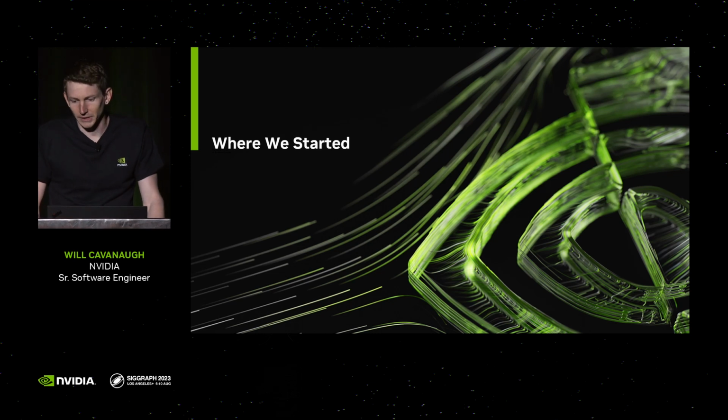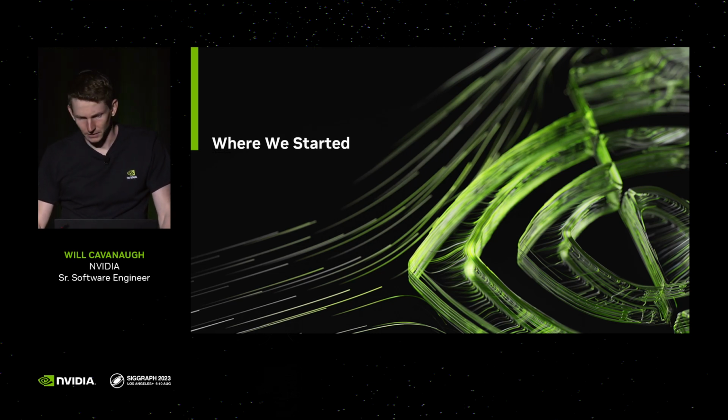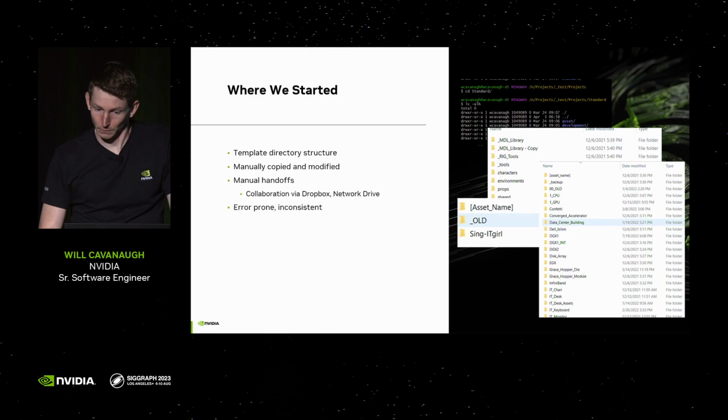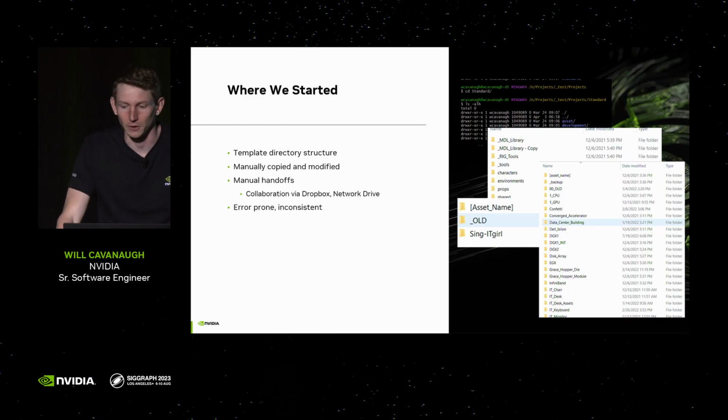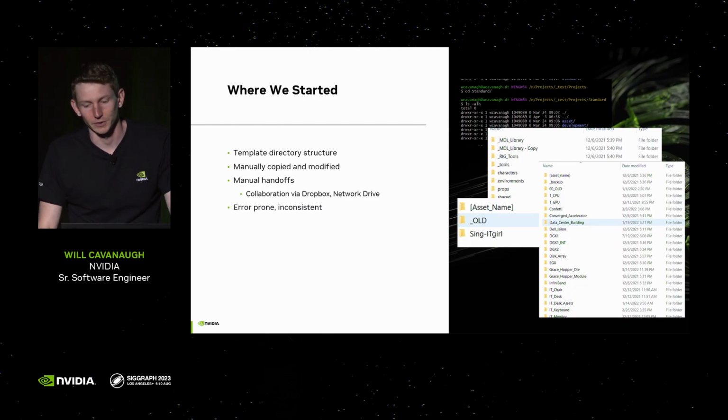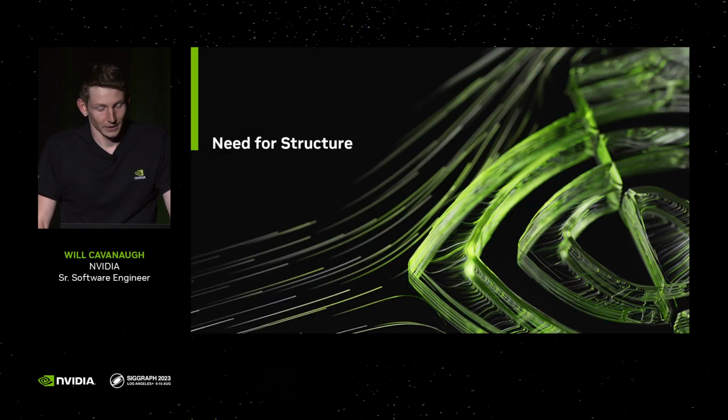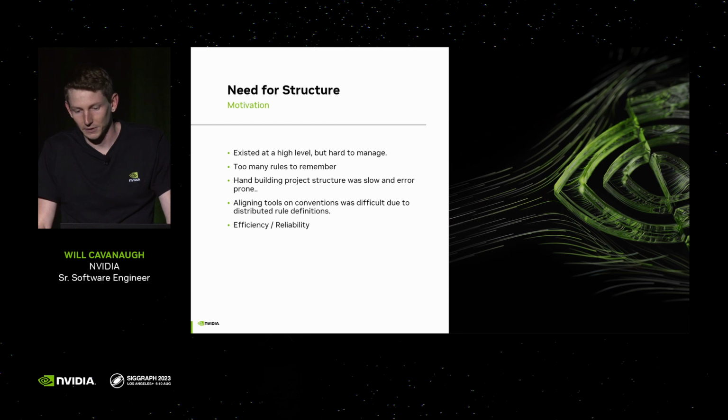So our first step before building anything was to take stock of what already existed. When Will and I joined the team about a year ago, almost all of the organization and structure was managed manually. File system structure was created for each show from an empty template directory tree, which was manually copied. File handoffs were coordinated using Dropbox or by copy-pasting paths to files over a network drive or chat. And this, of course, led to all the problems you'd imagine. In particular, without centralized and well-defined rules about how data would be structured, development of tools is much more challenging.